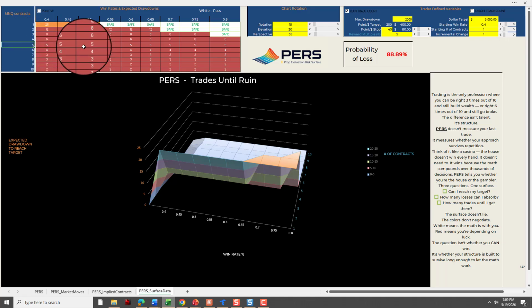The more contracts you trade, as you can see, the less number of trades. If you wanted to go in with 8 contracts and you're a 50% winning trader, 3 to 4 trades over a large enough sample size. You will average 3 to 4 trades and you will blow your account.